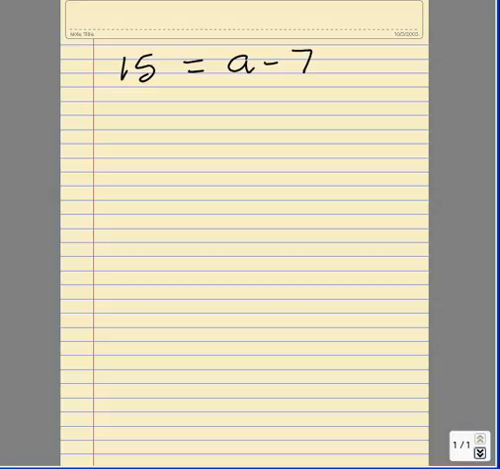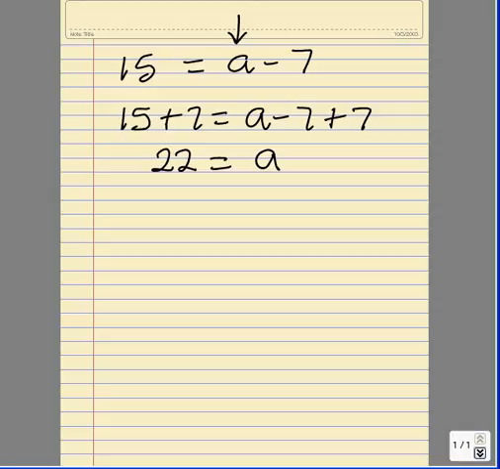The first thing you do is you look for the variable. Right there is the a, and with the a is a minus 7. To undo the subtraction of 7, we have to add 7, and when we add 7, we add it to both sides. So 15 plus 7 equals a minus 7 plus 7. We write it out again. And then the next step is we do the computation. 15 plus 7 is 22 equals a, because minus 7 plus 7 is just 0.